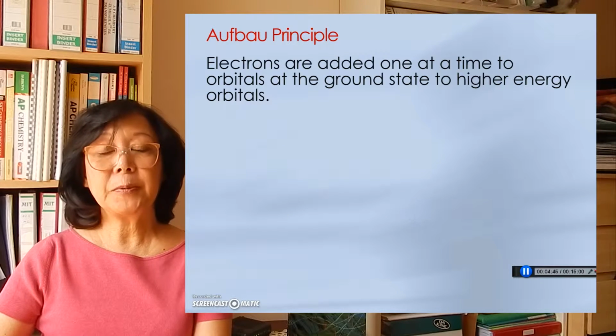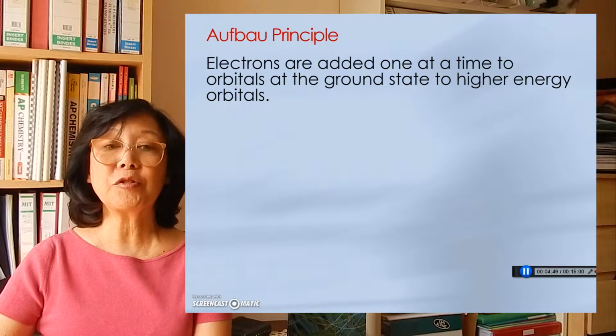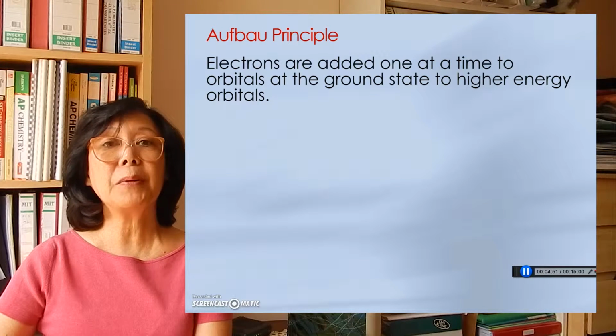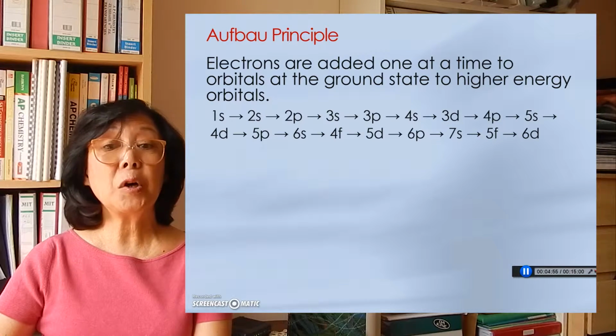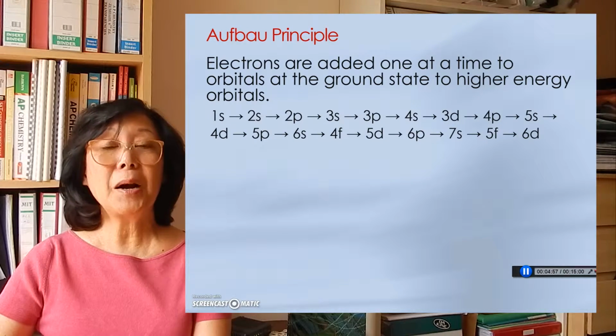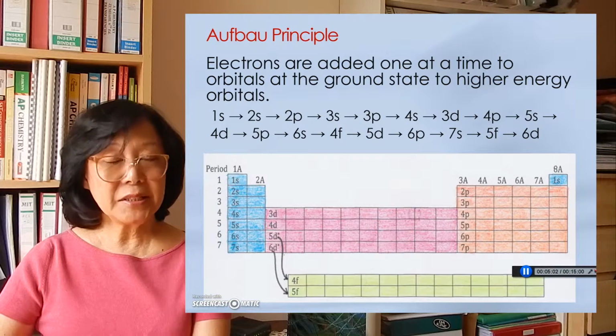The Aufbau principle is really the order of filling. How do you fill the electrons? One at a time, and it always goes from lower to higher energy level. It follows this order, but it may seem complicated, and don't try to remember it. Here is an easy way.